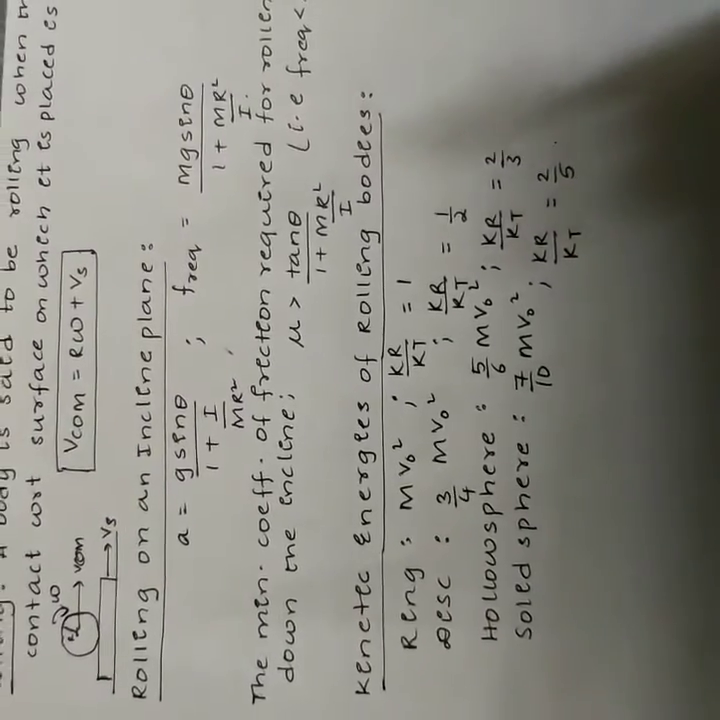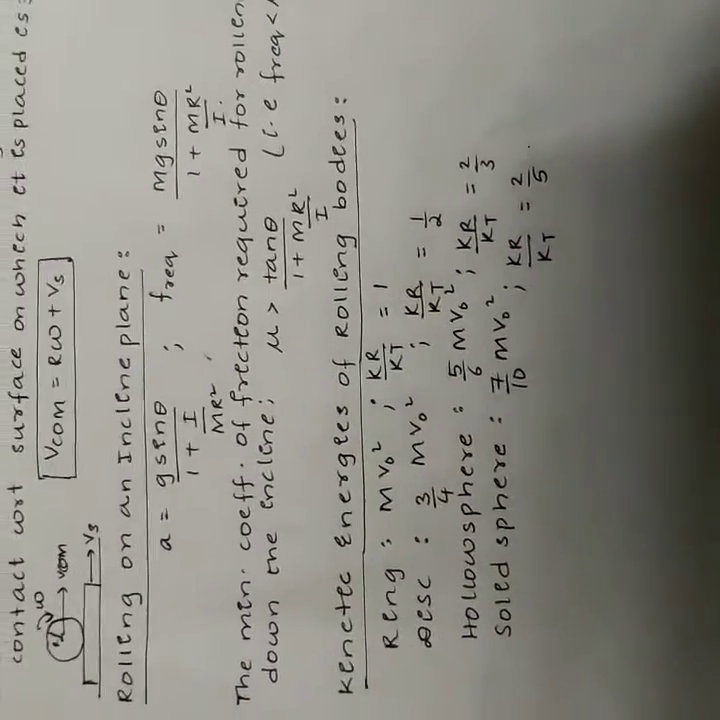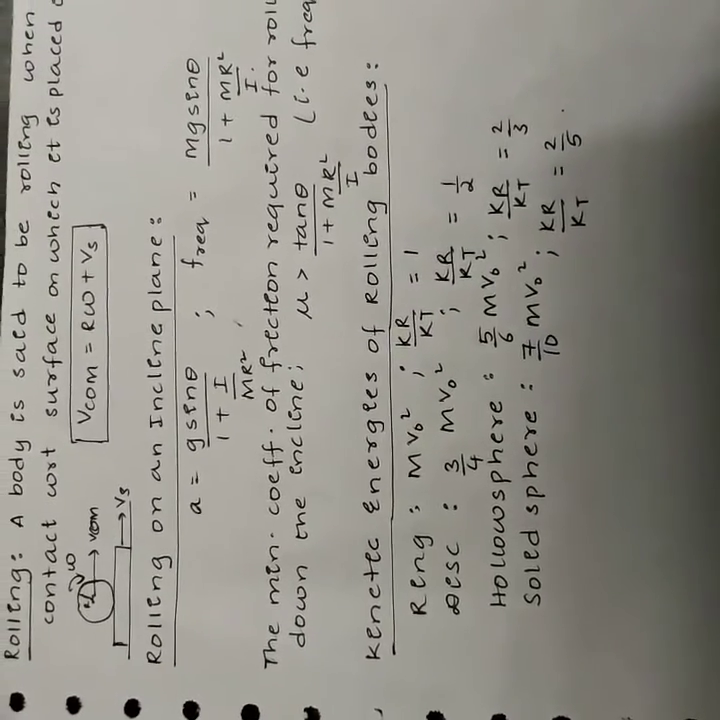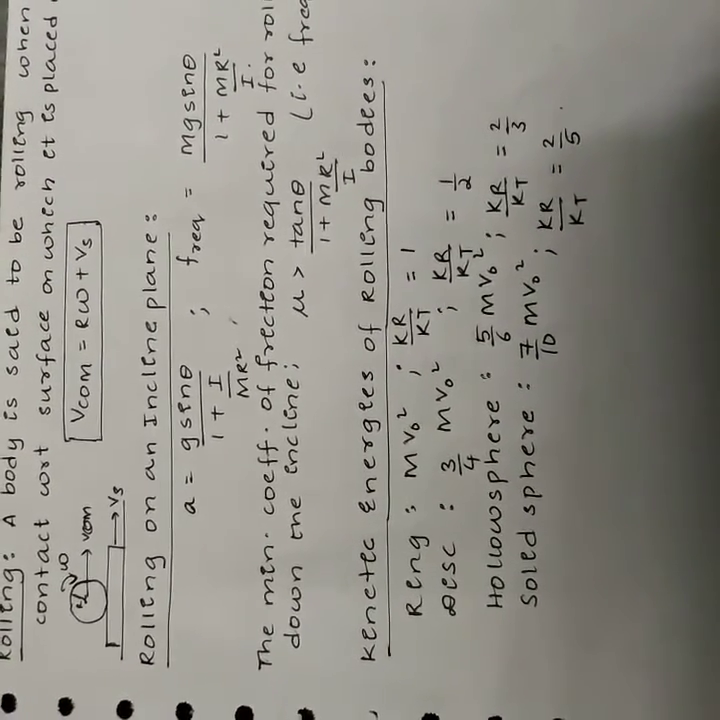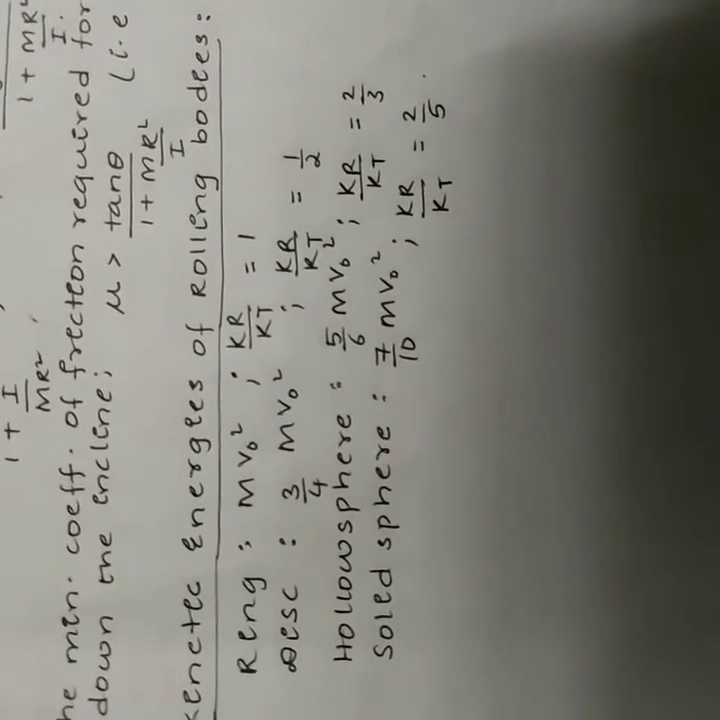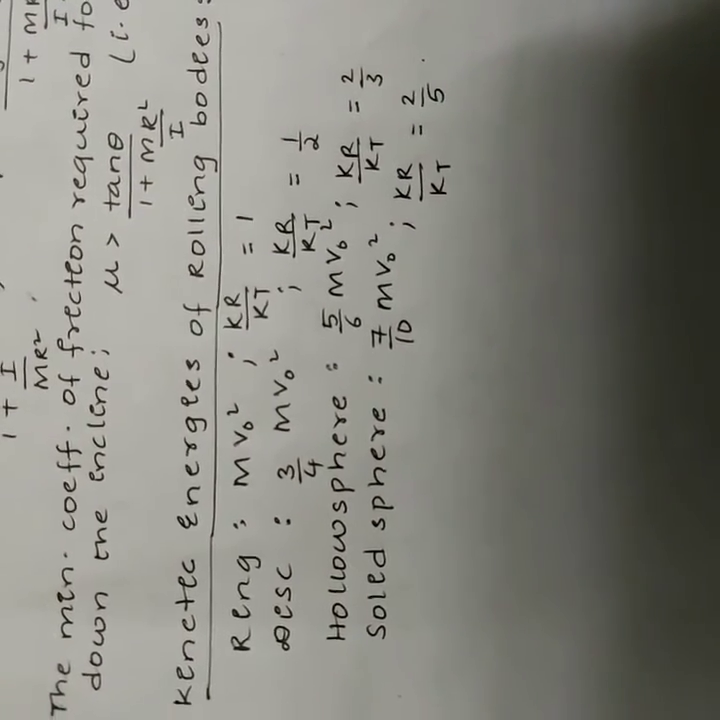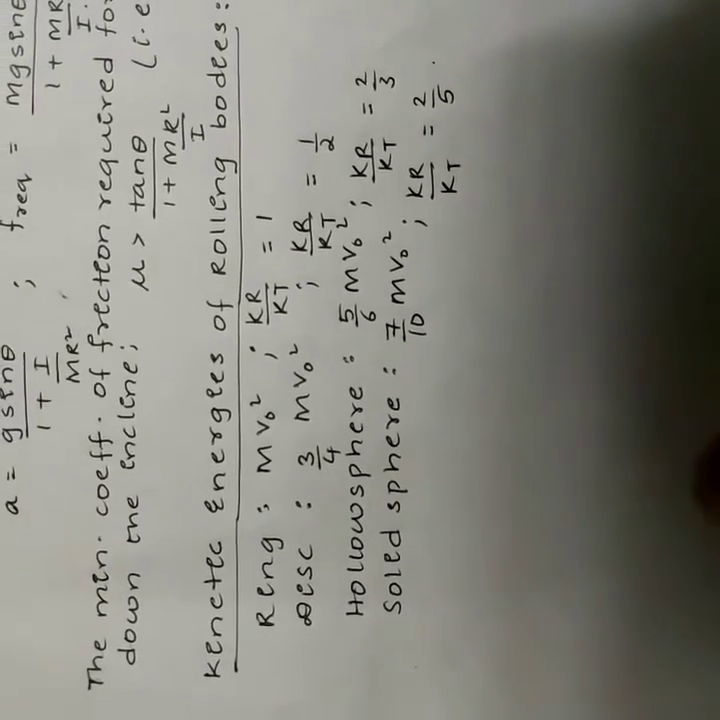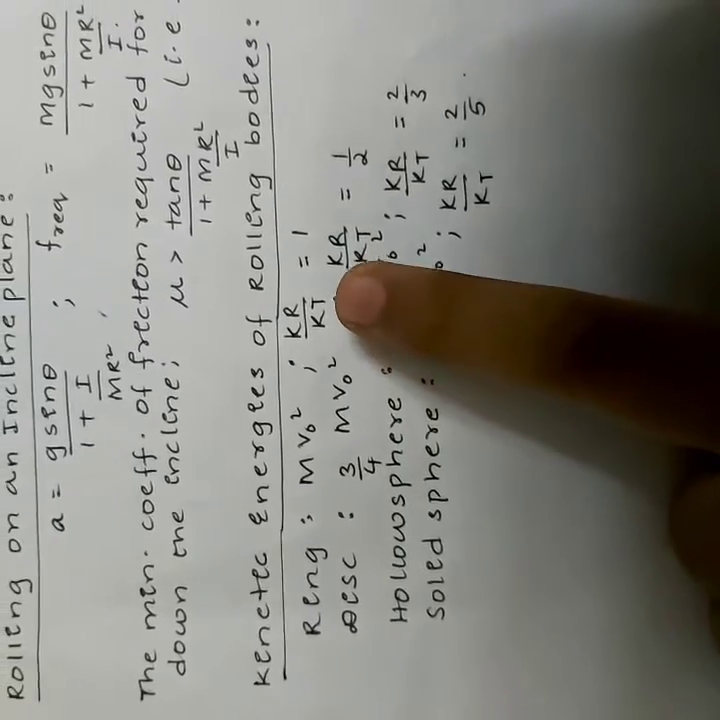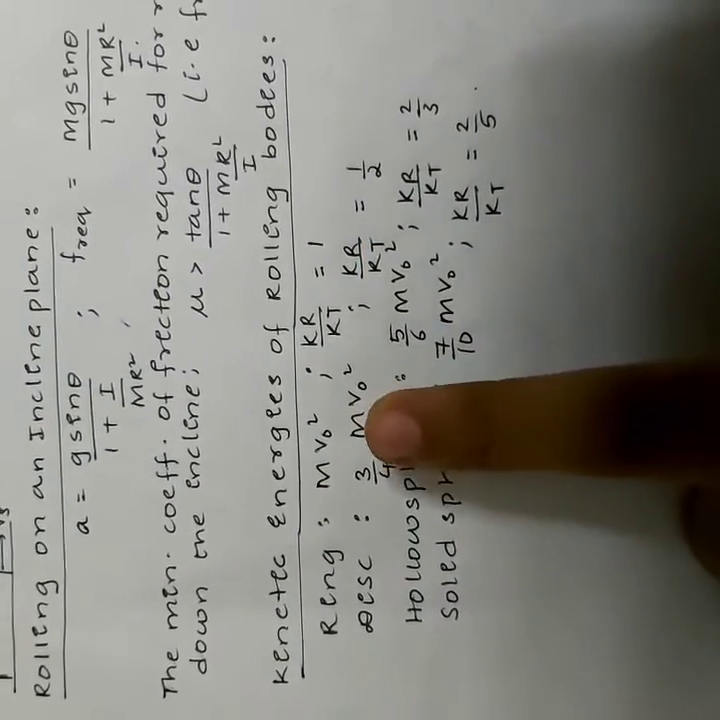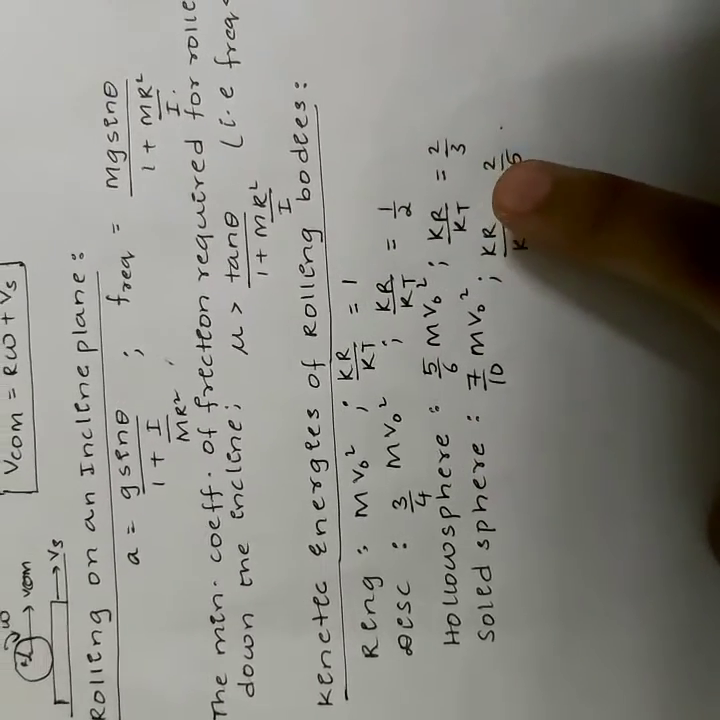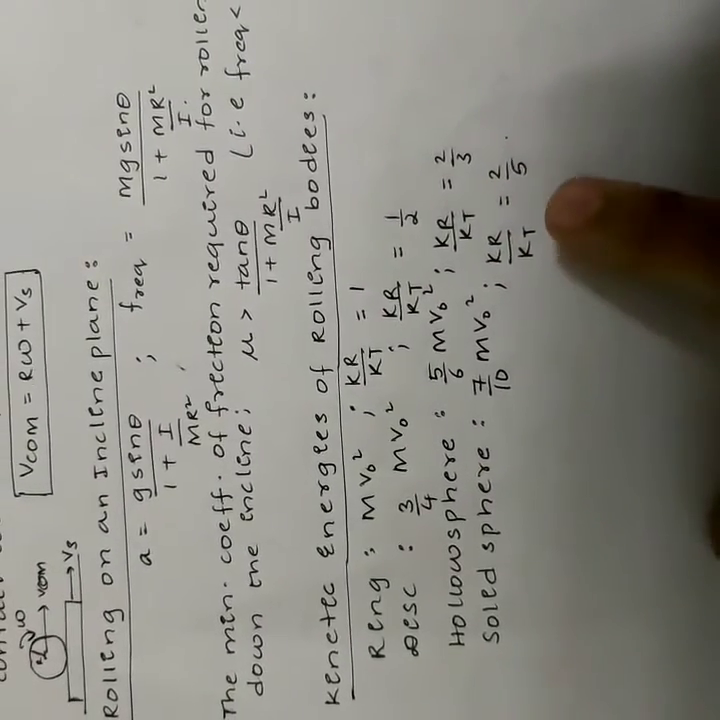The kinetic energies of rolling bodies are given here. For a ring, the kinetic energy is m v0 squared. For a disc, it's 3 by 4 m v0 squared. For a hollow sphere, it's 5 by 6 m v0 squared. For a solid sphere, it's 7 by 10 m v0 squared. The ratio of rolling kinetic energy to translational kinetic energy for a ring is 1, for a disc it is 1 by 2, for a hollow sphere it is 2 by 3, and for a solid sphere it is 2 by 5.